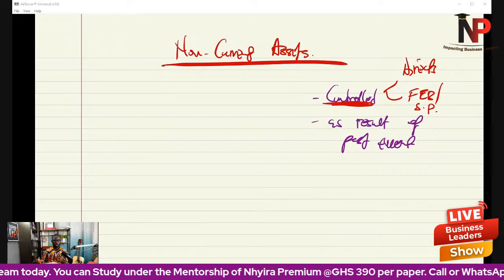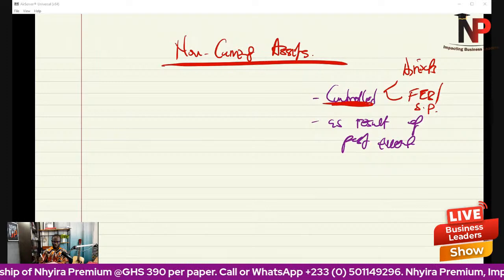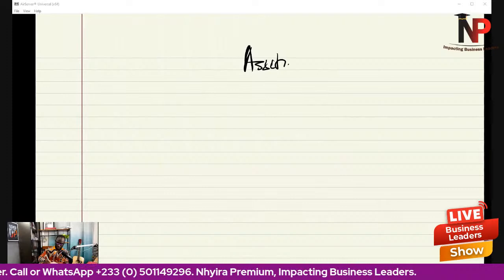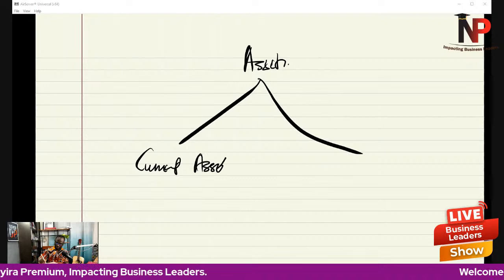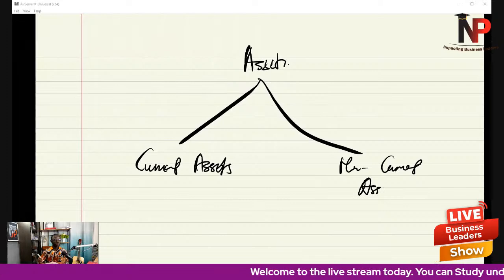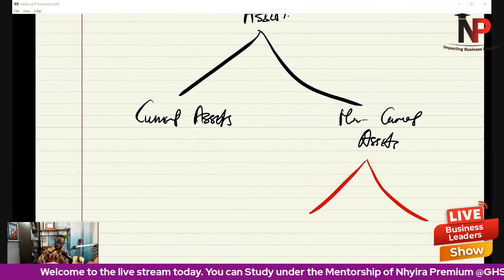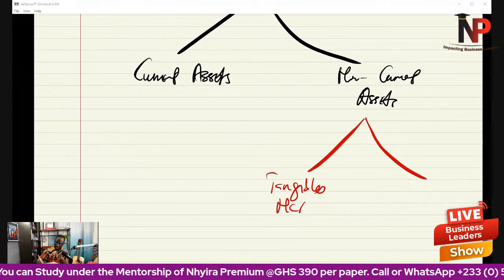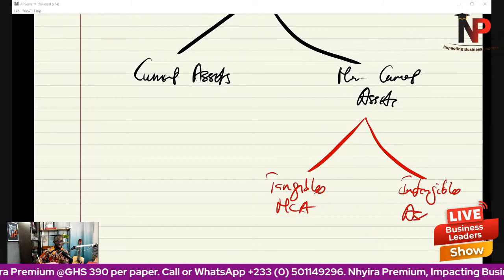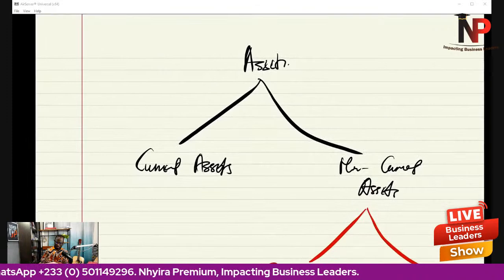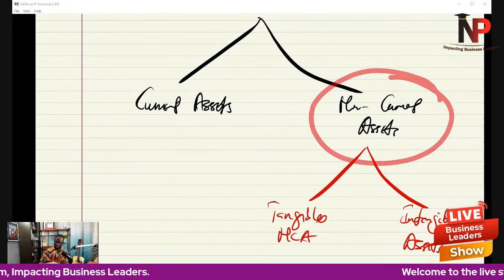So when it comes to assets, they can be categorized into certain classes. We can have current assets, and then we can have non-current assets. The non-current assets can further be divided into two: the tangible non-current assets, and then the intangible assets. When we are dealing with standards generally, we'll be centering around the non-current assets, and so that is what we want to start our journey with.